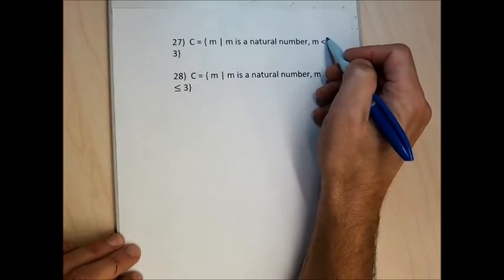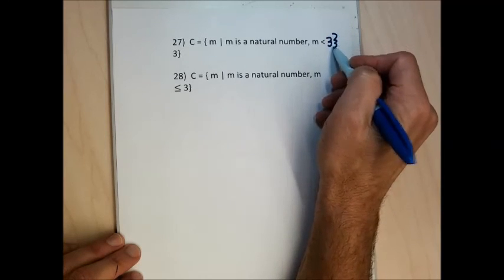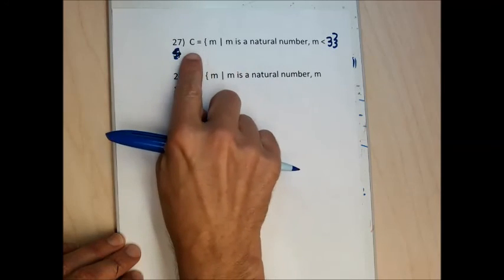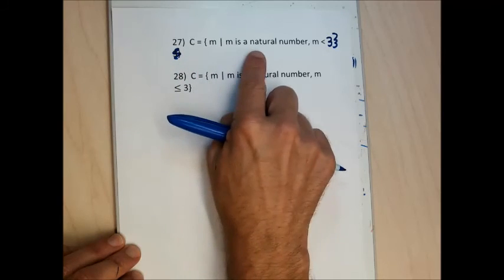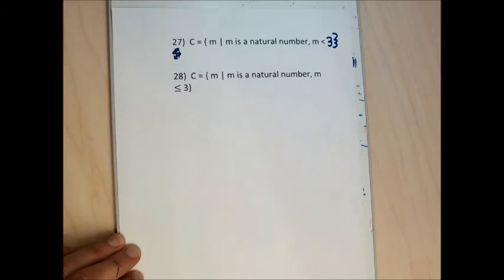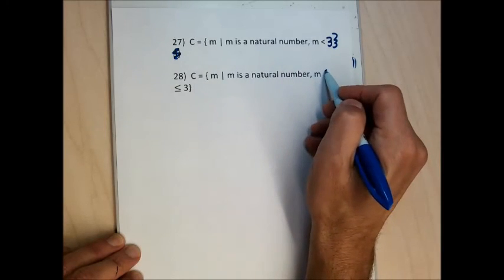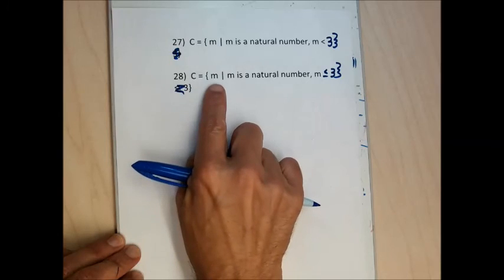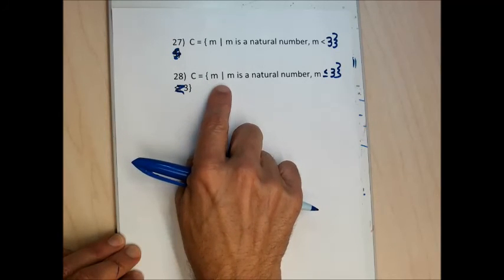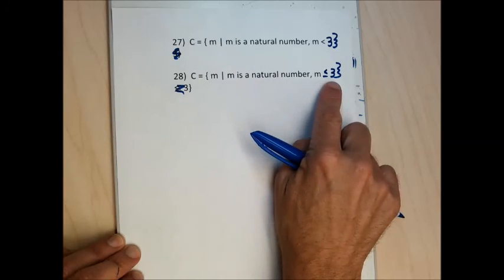27 kind of spilled over. Let me just write it here so it's easier to read. So 27, C is a set of all m with the property that m is a natural number and m is less than 3. And my 28, which is similar to your 27, C is a set of all m with the property that m is a natural number and m is less than or equal to 3.